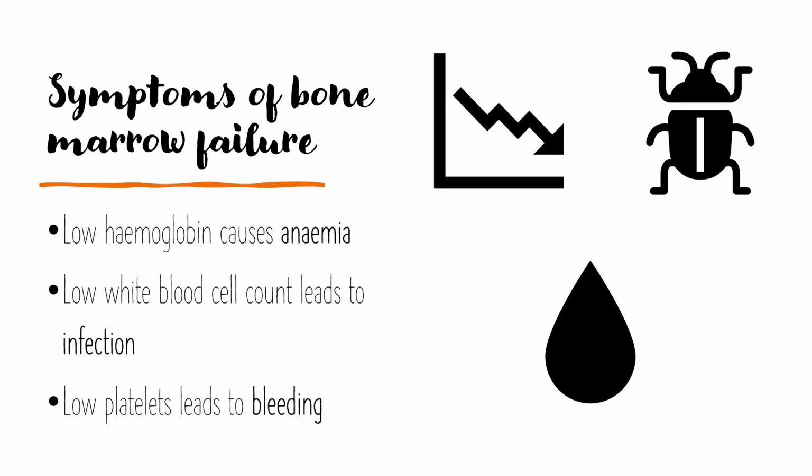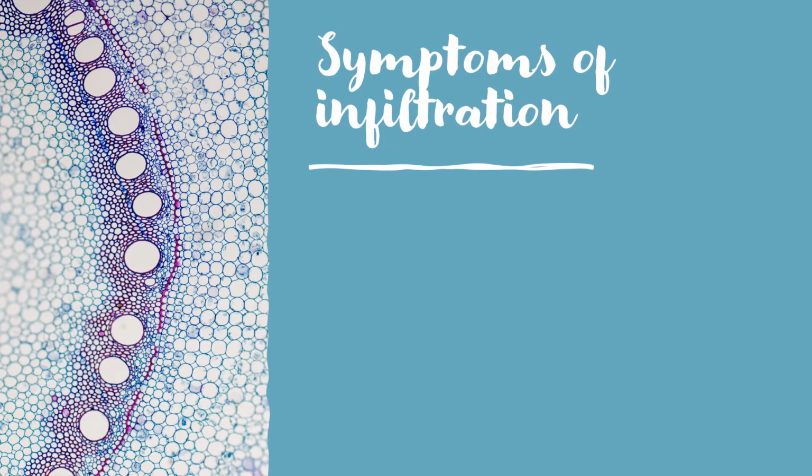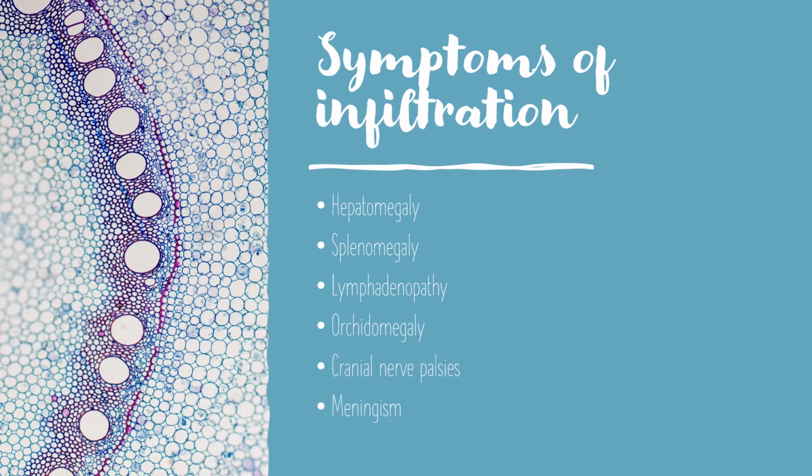The reduction in all of these cells is due to the bone marrow producing fewer cells, other than the cancerous lymphoid cells. Now we have the other group of symptoms, which is where the cancer can infiltrate other organs, such as the liver, causing hepatomegaly, the spleen in splenomegaly, the lymph nodes in lymphadenopathy, the testicles in orchidomegaly, and the central nervous system, which creates cranial nerve palsies and meningism.